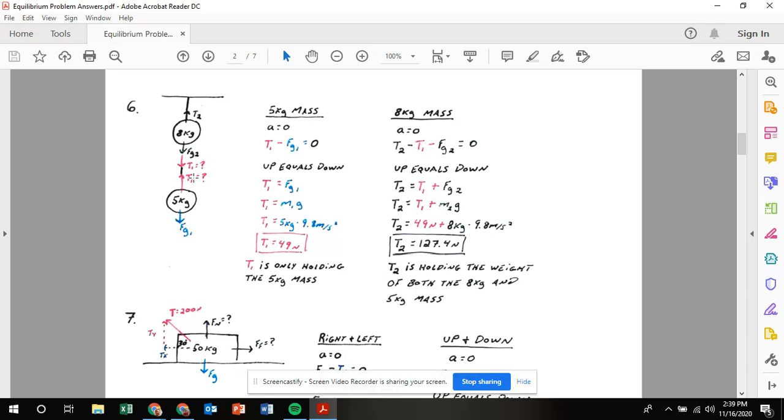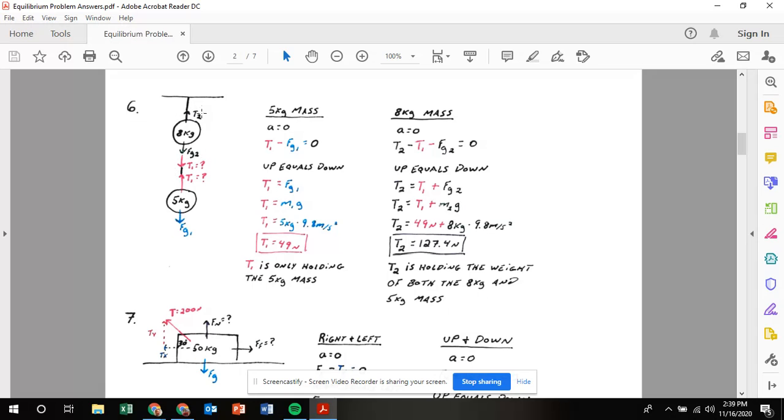So the tension here, T1 up, equals the 5 kilogram mass's weight, which is 5 times 9.8, which is 49 newtons. For the 8 kilogram block, when we set up our equation here, this one is being pulled up by tension 2. The 8 kilogram block has its own weight, which is why it has this little force of gravity 2. And also the 5 kilogram block is hanging from it. So the weight of the 5 kilogram block is hanging from it via this rope, which is T1.